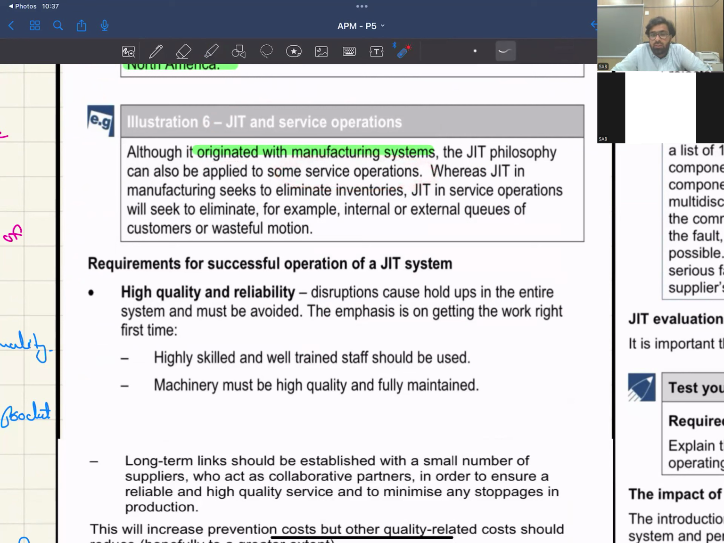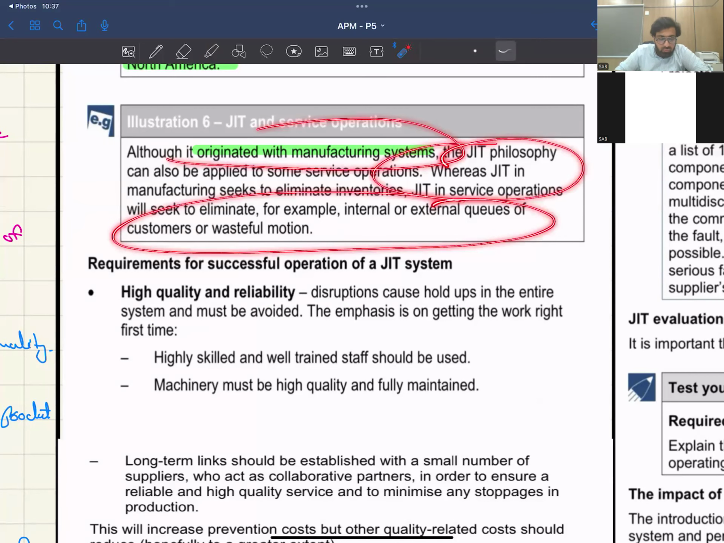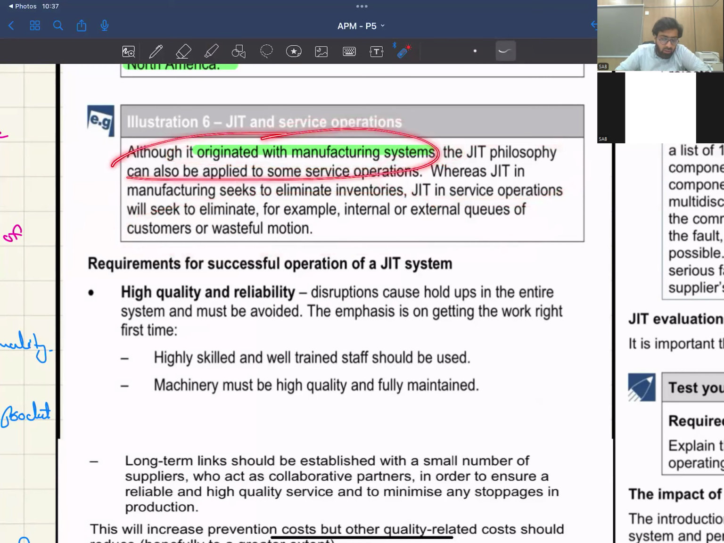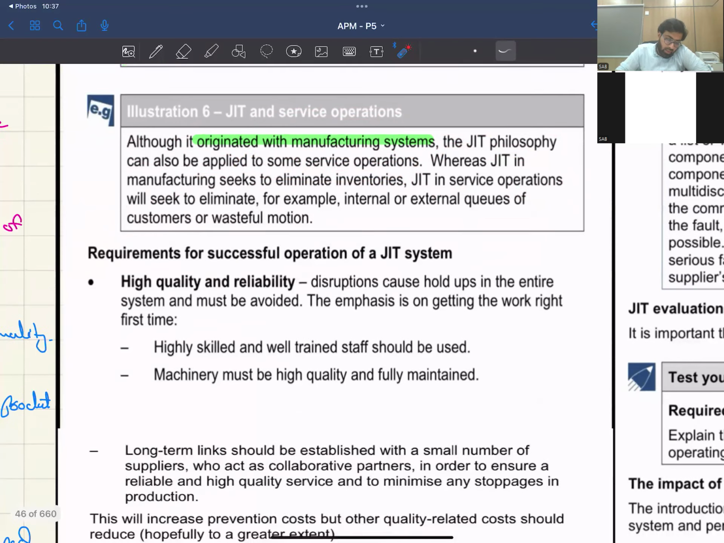Whenever there's a service requirement, I hire a vendor and perform that service. Wherever there's a need for a service provider, I'll hire a service provider. So initially it originated with manufacturing systems, yes, but the philosophy of JIT is simple, right?